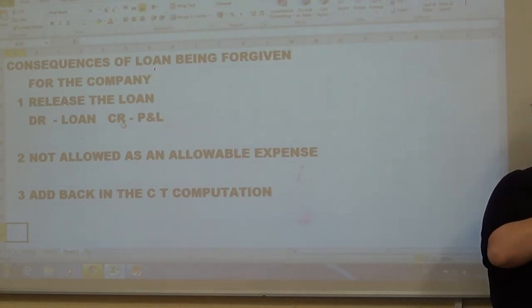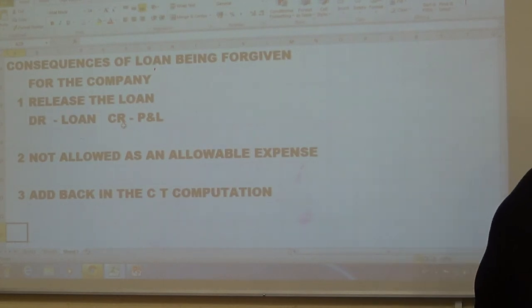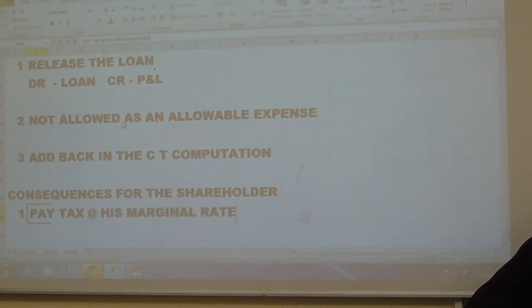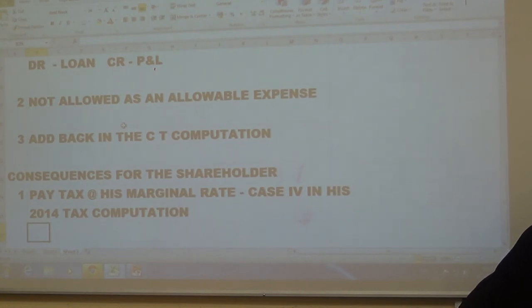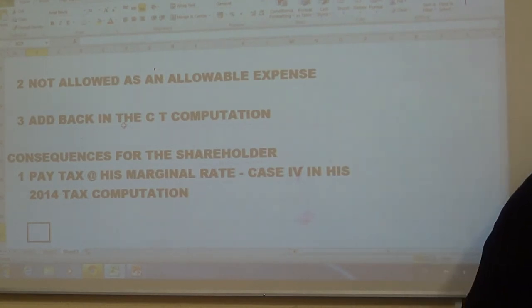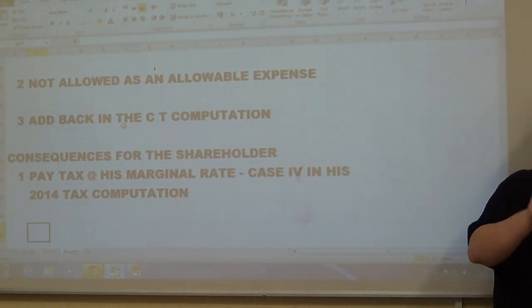So then the consequences for the individual. Okay, so the consequences for the individual, the shareholder. He's going to have to pay tax at his marginal rate under Case 4 in his 2014 tax computation. Here's the computation just so you have an example of it, okay? So he's got rental income of 42,000 and he's going to have Case 4 income of 25,000, the full amount of the loan.